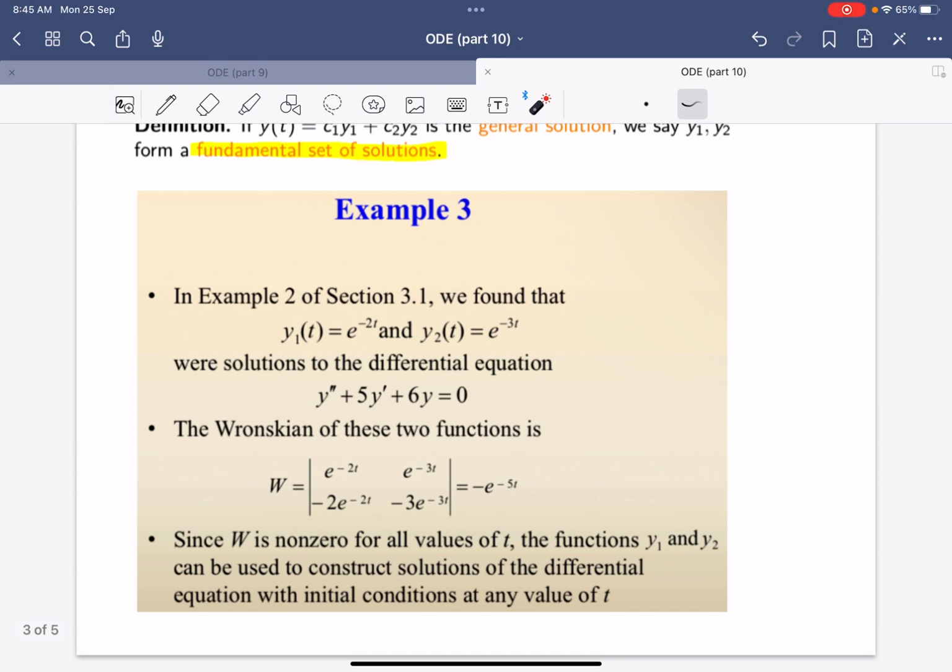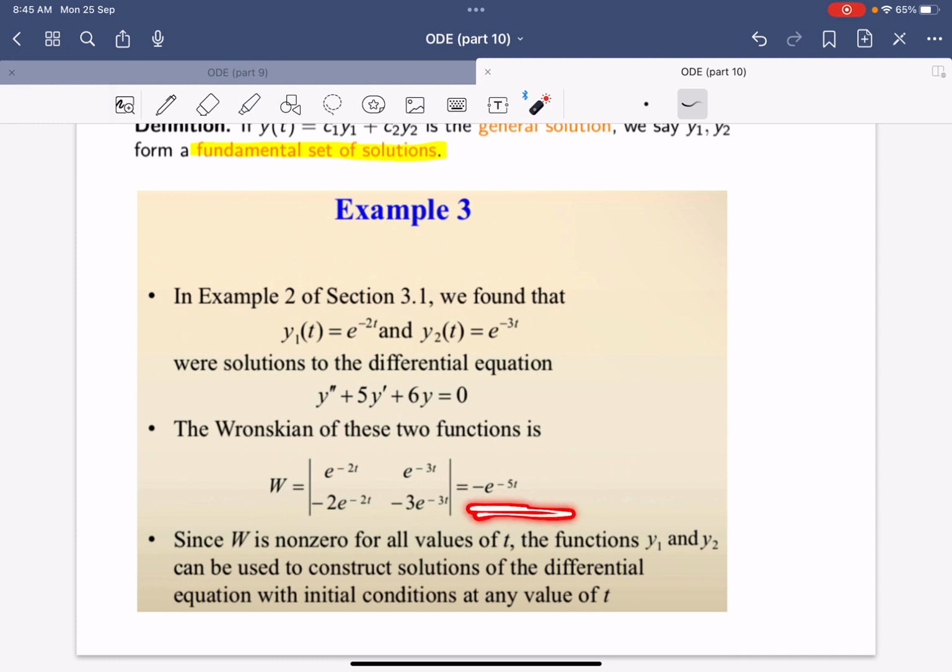We can take an example to understand it better. Let's take example 2 of section 3.1, where y1 equals e to the power minus 2t and y2 equals e to the power minus 3t are the solutions of this differential equation, and the Wronskian of these two functions is this determinant.